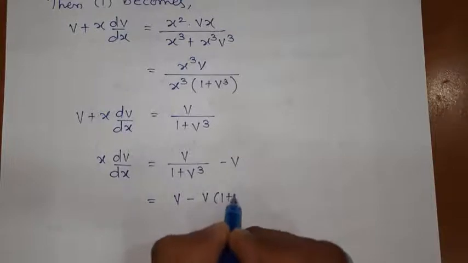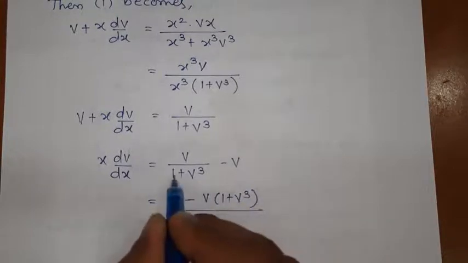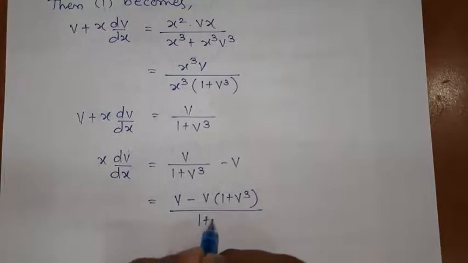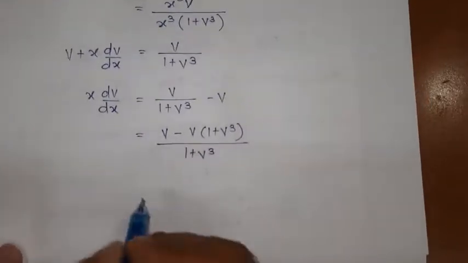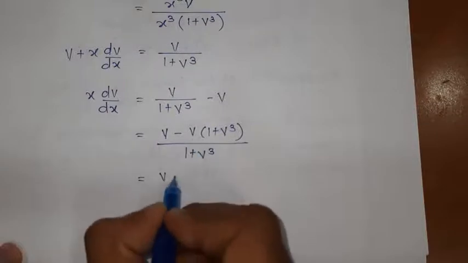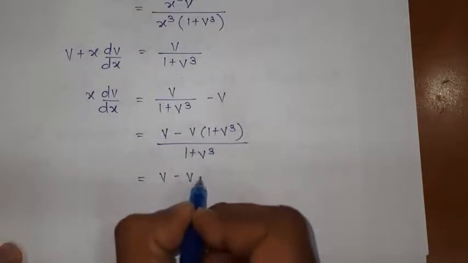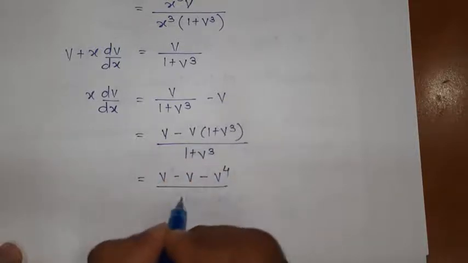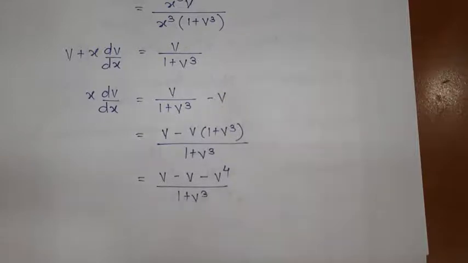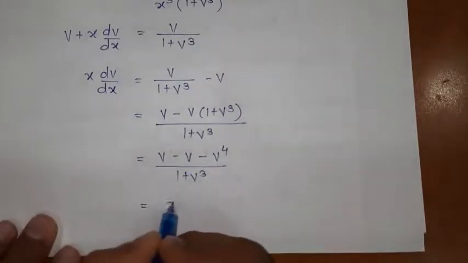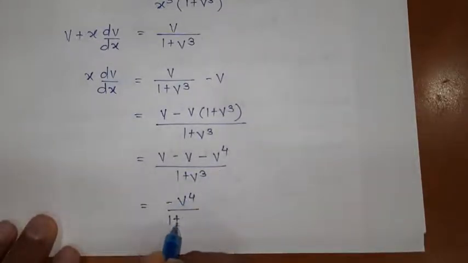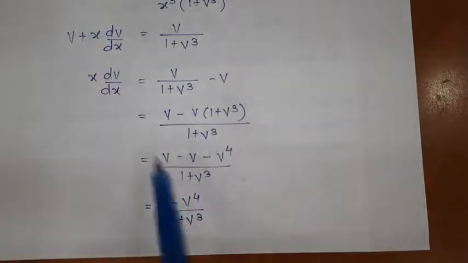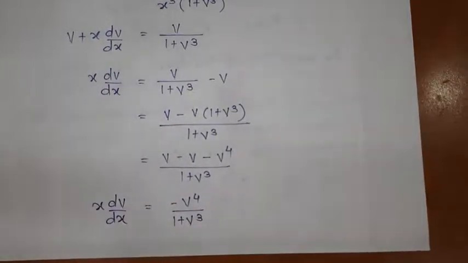v into 1 plus, step by step I will write. v into this denominator, v divided by denominator. Let us solve it further. This is equal to v minus v into 1, v minus, plus minus v into v cube, v raised to 4, divided by 1 plus v cube. So what will happen? This v plus v and minus v will get cancelled to each other. So this is minus v raised to 4 divided by 1 plus v cube. And we have to copy this one here, right? So therefore we get this one. So now we have to convert into variable separable.